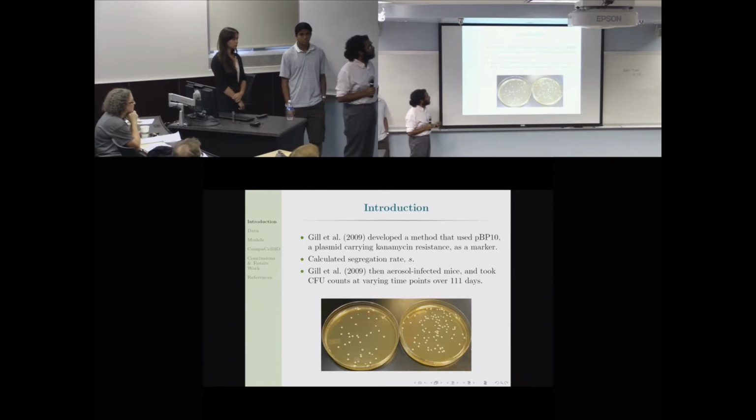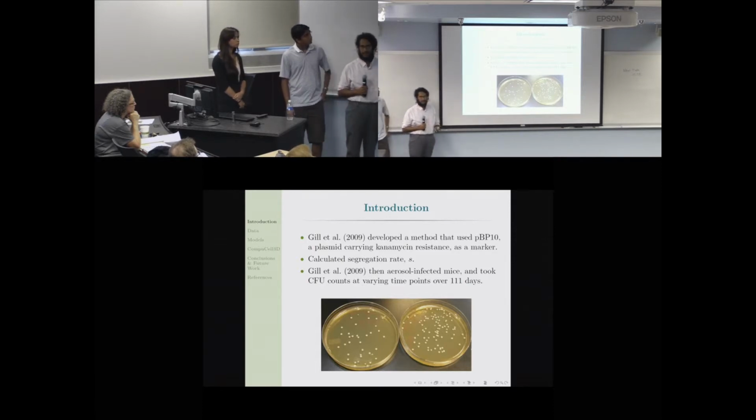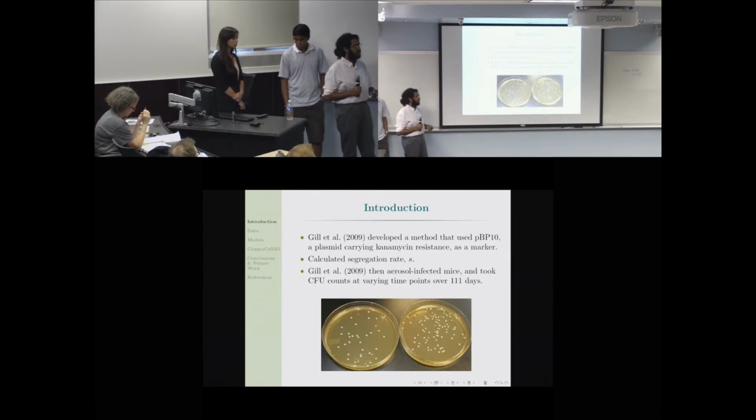They termed this the segregation rate, or essentially what percentage of the bacteria would lose their plasmid per replication cycle. They found that the segregation rate was 0.82 throughout in vitro infection. What this essentially means is that if you have 100 bacteria with the plasmid initially, after a replication cycle, 18 of the bacteria would lose the plasmid, so 82 bacteria would retain the plasmid. They then used this segregation rate to calculate the rates of replication and death using an in vitro model.